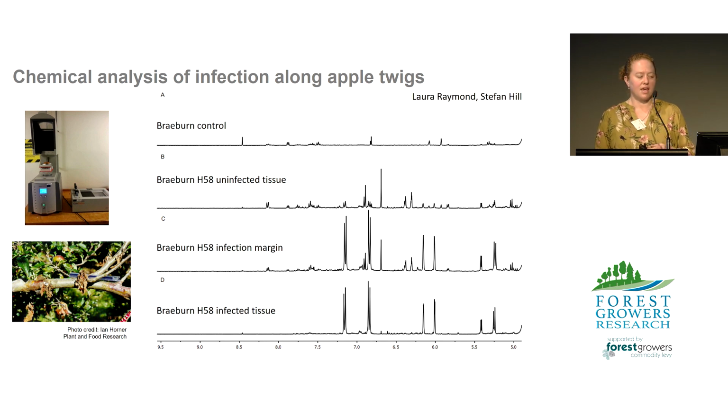And you can see that there's no induction of chemicals in the control compared to the infected margin and the infected tissue. But then when we look at the uninfected tissue, there is an induction of chemicals there, and this is a long way from where the pathogen has been. So the plant is actually communicating through its cells, inducing chemicals before the pathogen even gets there. So this was a really interesting observation.